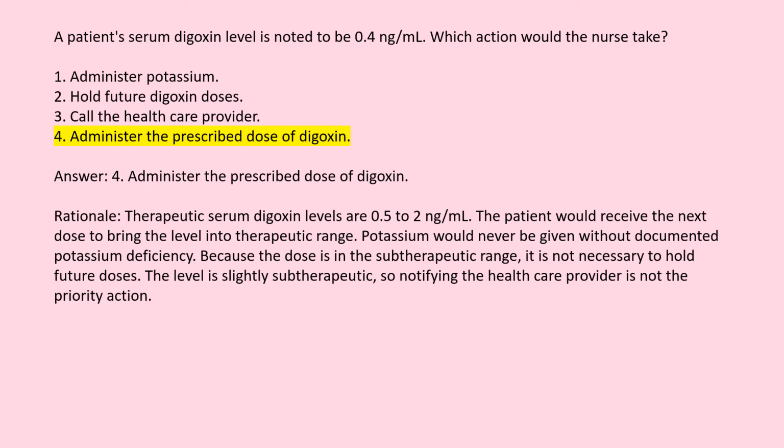Answer. 4. Administer the prescribed dose of digoxin. Rationale. Therapeutic serum digoxin levels are 0.5 to 2 nanograms per milliliter. The patient would receive the next dose to bring the level into therapeutic range. Potassium would never be given without documented potassium deficiency. Because the dose is in the subtherapeutic range, it is not necessary to hold future doses. The level is slightly subtherapeutic, so notifying the healthcare provider is not the priority action.